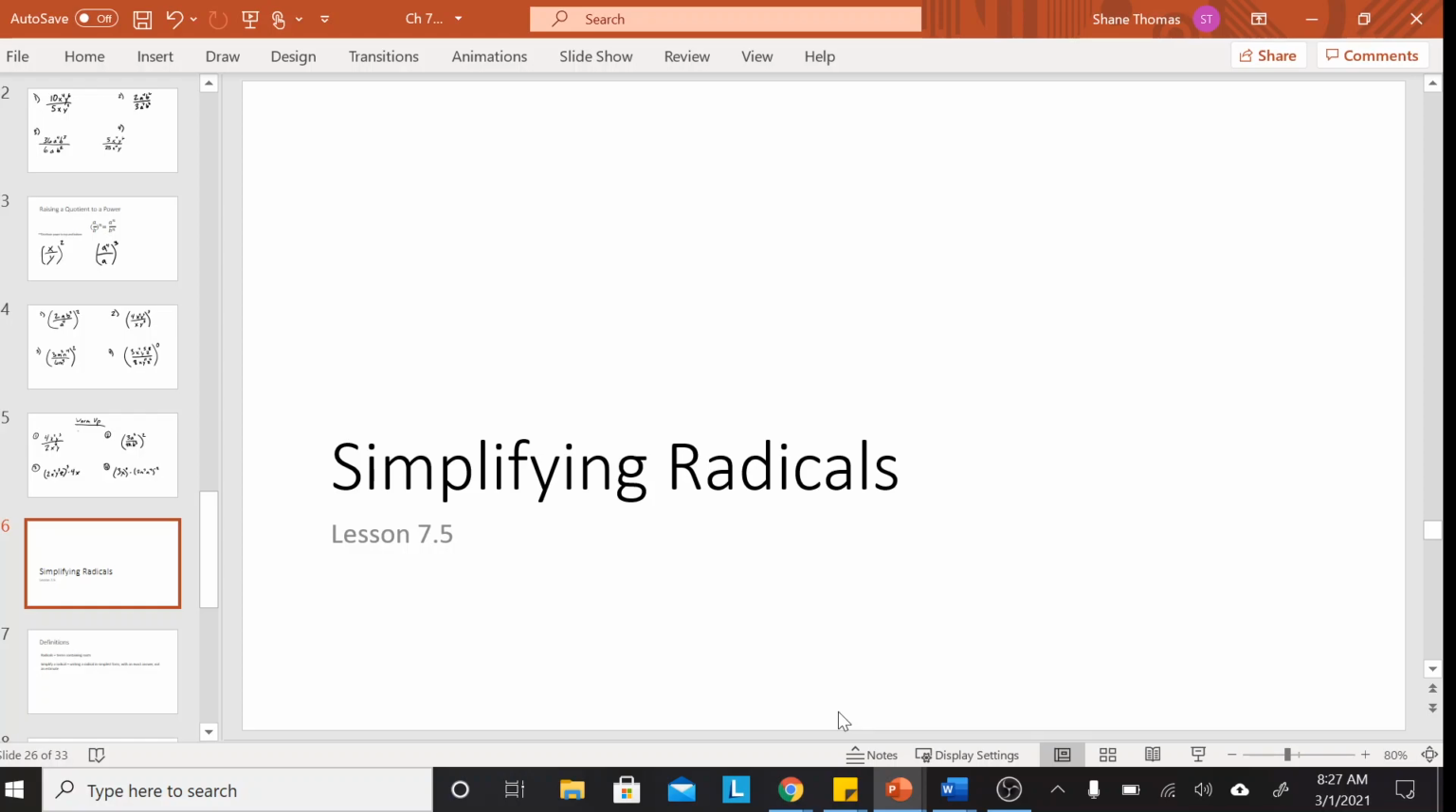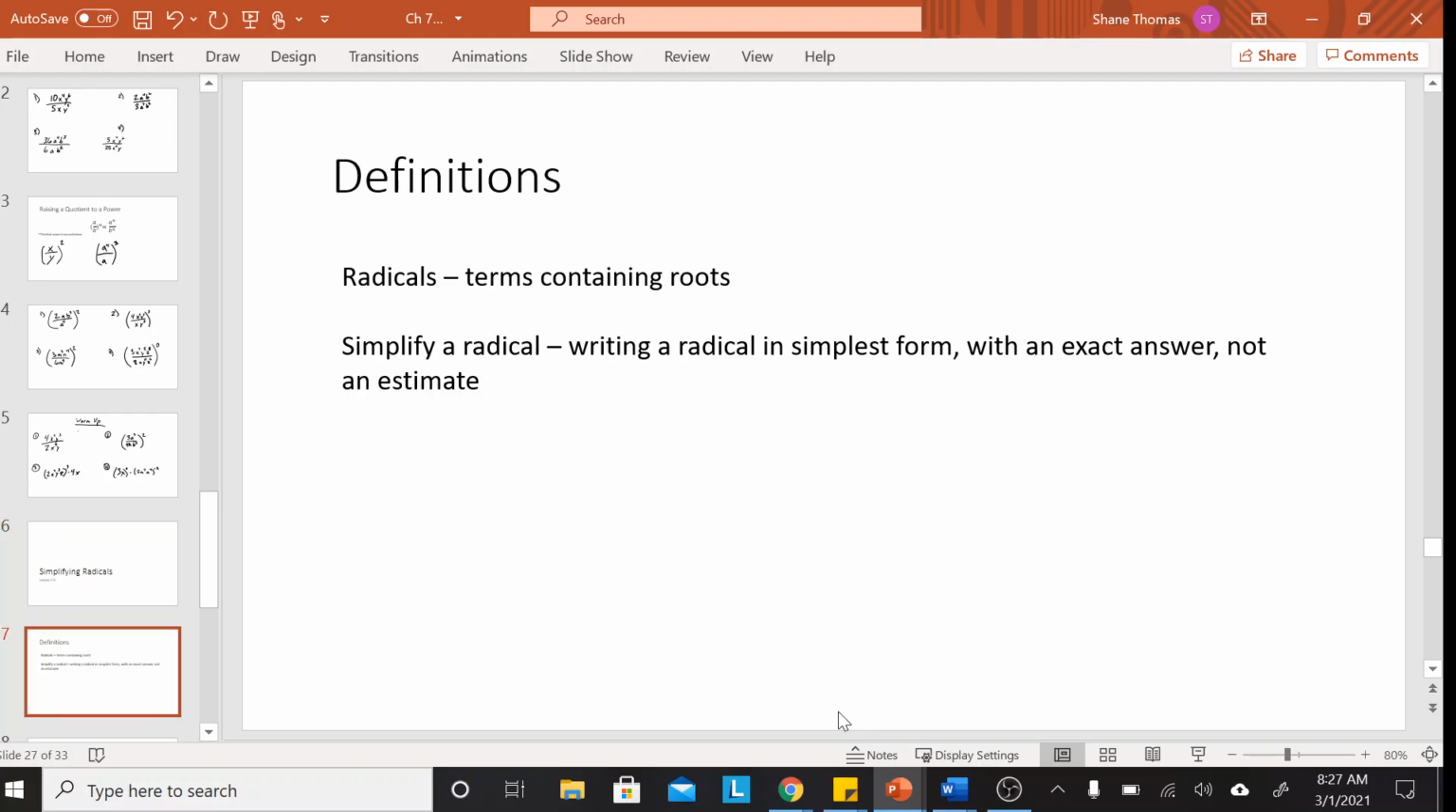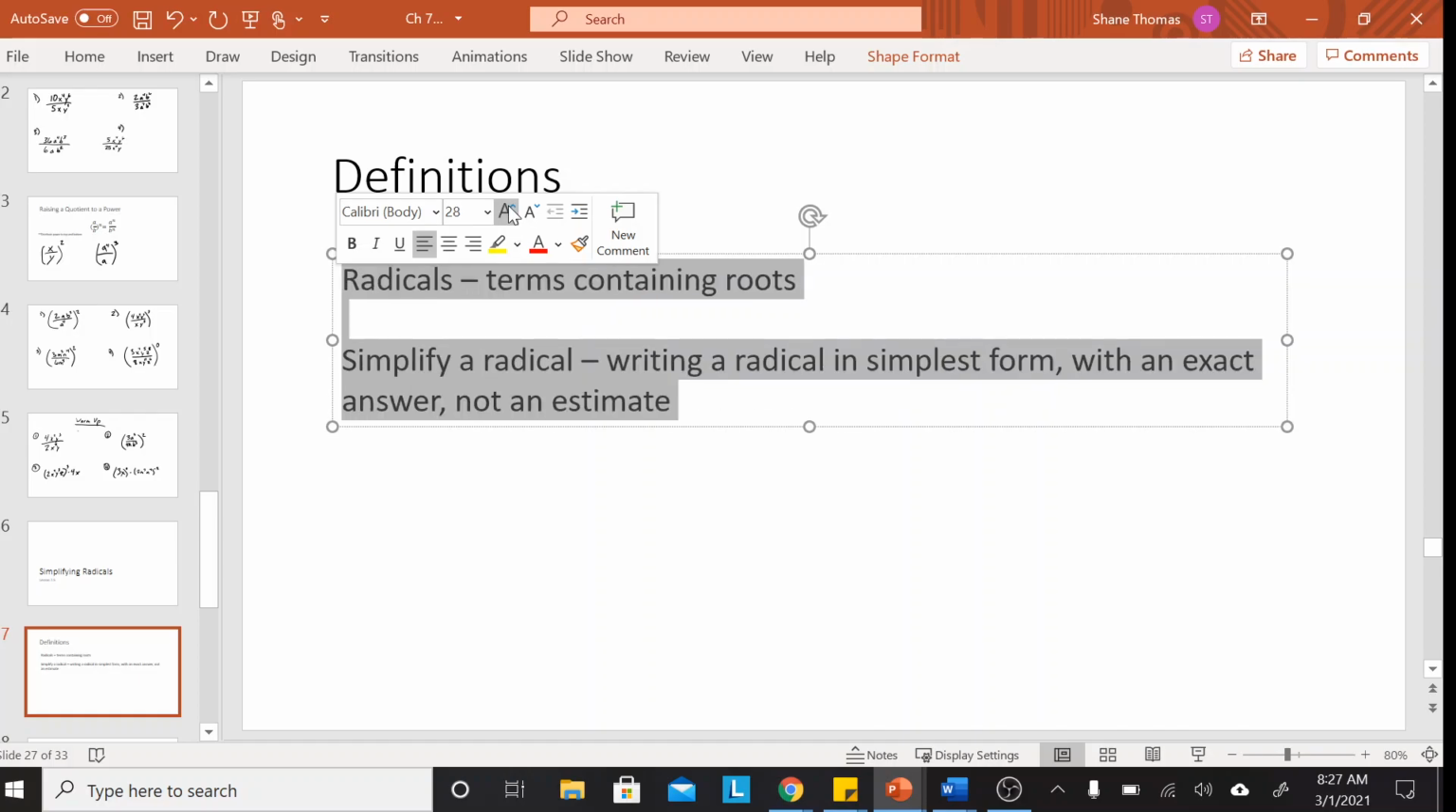Exponent. No. Roots. Okay? It's roots. So, definition. A radical is terms containing roots. And to simplify a radical means writing a radical in simplest form with an exact answer, not an estimate.